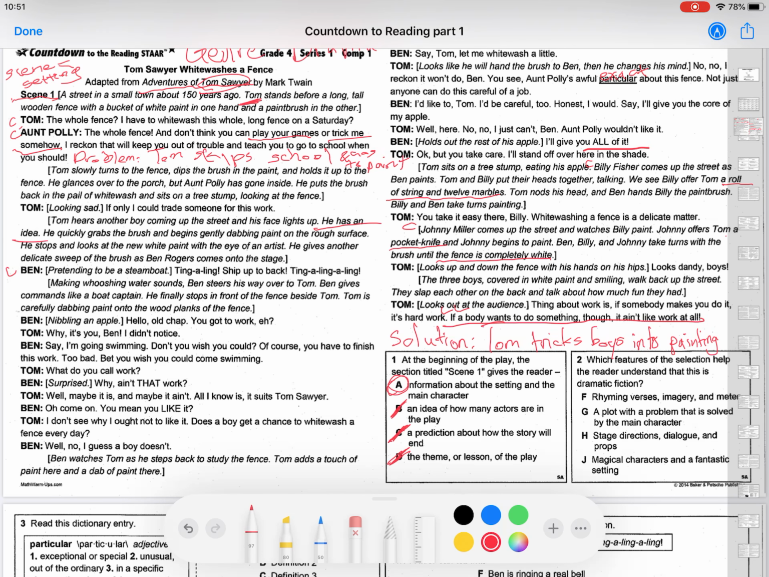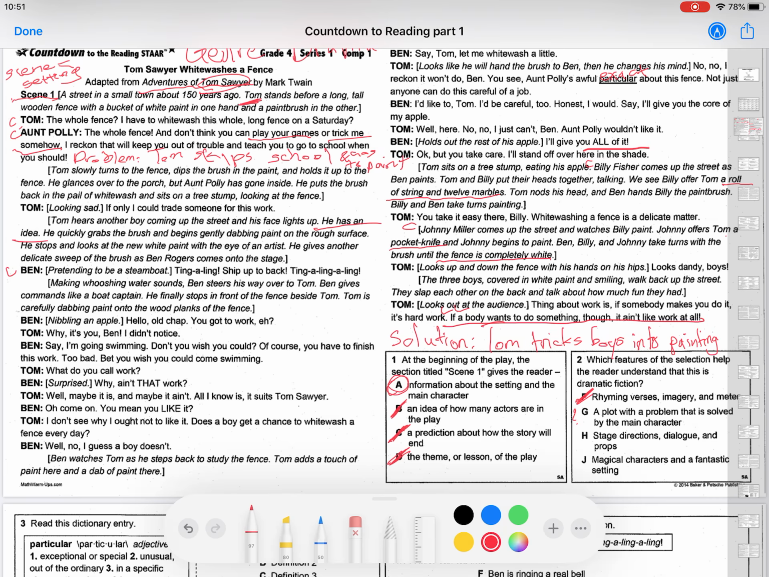Which feature of the selection helps the reader understand that this is a dramatic fiction? Rhyming versus imagery and meter. Well, we know rhyming verses and imagery and meter are typically part of the genre poetry. So that wouldn't really help us here in a drama. A plot with a problem that is solved by the main character. While this is true, we also discussed that fiction and drama have very similar thinking jobs. Because they have similar thinking jobs, we know that this isn't indicative of it being just a drama. So we put a question mark next to it for now.